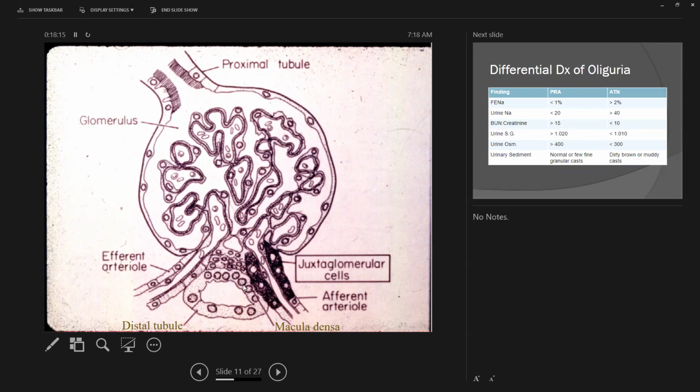This is the distal tubule. Here are the specialized cells, the macula densa. These specialized cells in the afferent arteriole, the juxtaglomerular apparatus, and these cells that come in, these cells say, you better not put any more blood into this glomerulus because we can't handle any more filtration.